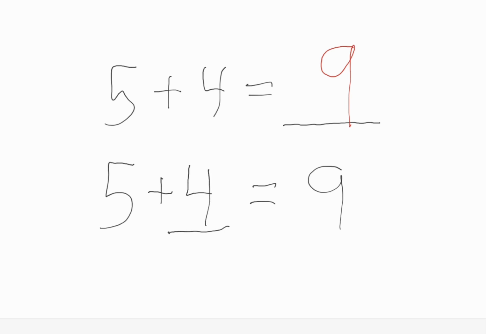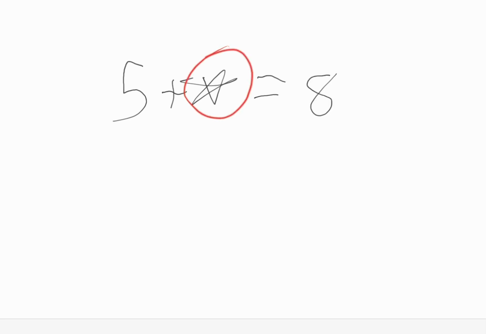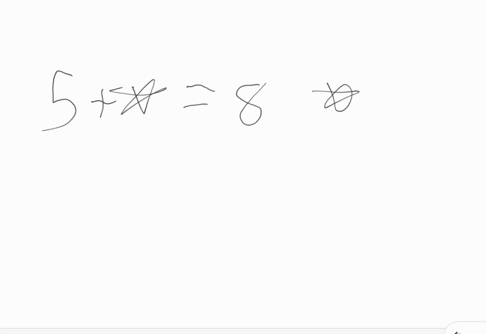So a variable is a symbol. There's all sorts of things we could do for a symbol. You could have 5 plus a star equals 8. What does the star equal? Star equals 3. Because 5 plus 3 equals 8.